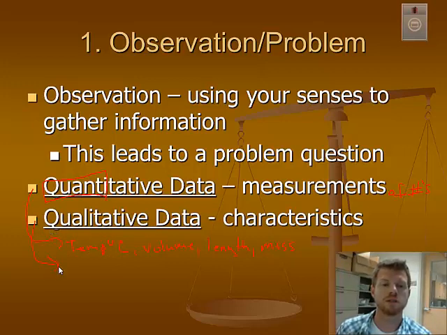Qualitative things do not have numbers attached to them. These are characteristics. So maybe color, texture, etc. These are other descriptive words we could use. In science, we really like to use quantitative data to use as supporting evidence. It's easier to use numbers to tell us more about a phenomenon we're trying to understand.